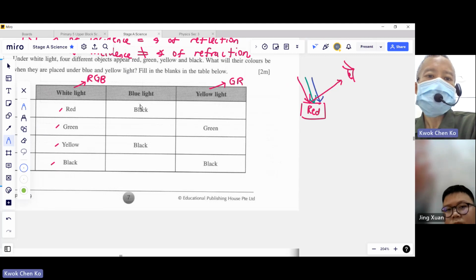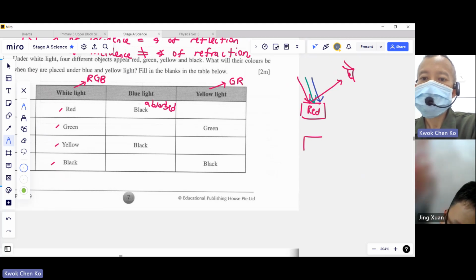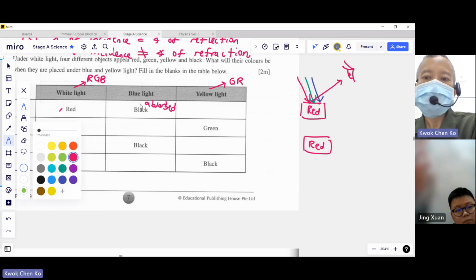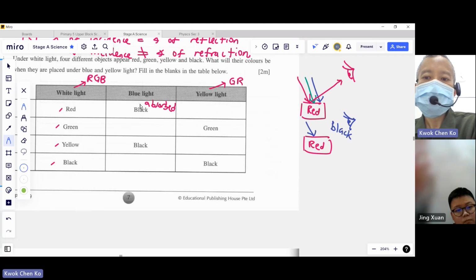Okay. But if you shine blue light on it, what will happen to blue light? Absorbed. Okay, blue light will be absorbed by the red object. So imagine I have a red object again. I only shine blue light, nothing else. No light is reflected into your eye. That is why you see black.